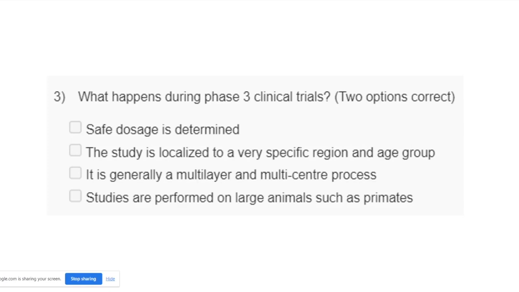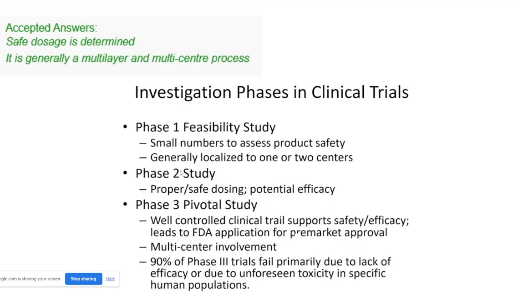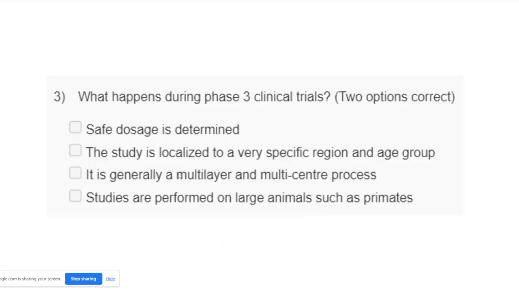Then "safe dosage is determined" is the correct answer, ma'am. It should be. But this is more relevant because safe dosage is also determined in phase 2 and phase 1 also. Final safe dosage is determined in phase 3, but more appropriate would be "multi-layer and multi-center process," I would say. Okay, ma'am. Thank you, ma'am.